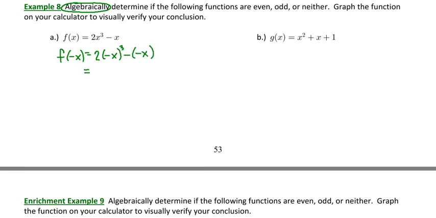Now, if we take negative x and raise it to the third power, that gives us negative x cubed. Multiplying that by negative 2 gives us the term negative 2x cubed. And minus negative x gives us a positive x. Now, take this result and compare it to the original function. Notice each term changed sign. So this is the opposite of the original function, negative f of x.